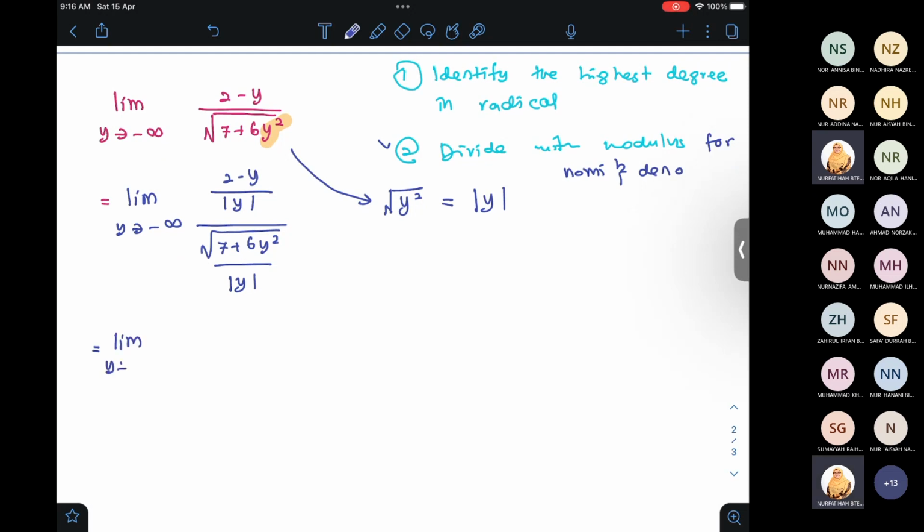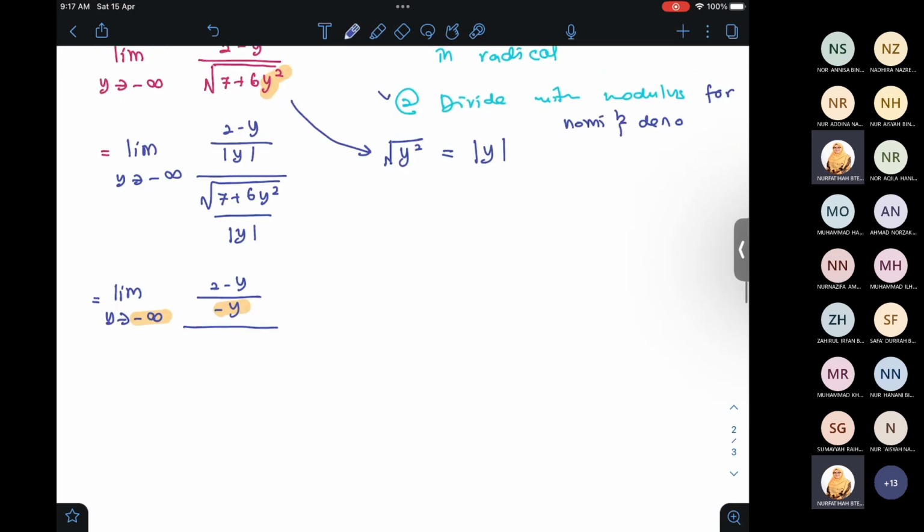So limit y tend to negative infinity. Okay, sekarang ni for the upper part, we are going to open the modulus. Okay, bila kita open the modulus untuk the upper part, so kita akan dapat apa? Positive y ataupun negative y? Negatif. Kenapa negatif? Sebab dia approaching negatif infinity. Betul. Okay, so bila kita buka, kita akan dapat negative y. Kenapa negative y? Sebabnya dia ialah approaching negative infinity.